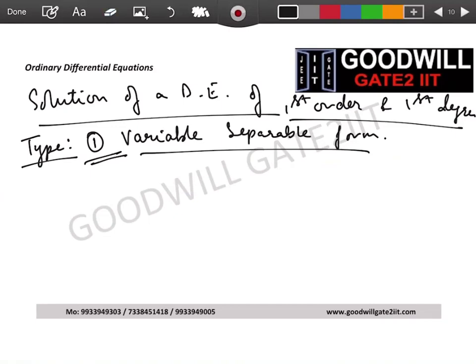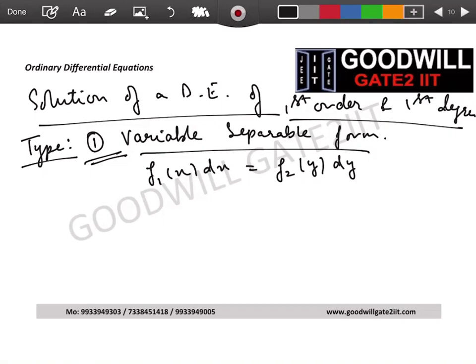Any given differential equation of this type can be put in the form of f1(x) dx equal to f2(y) dy. So if you look carefully on both the sides of the equation, you can see on one side you have all the x terms, and on the other side you have all the y terms, right? So these are variables x and y that are separated. So it is a variable separable form.